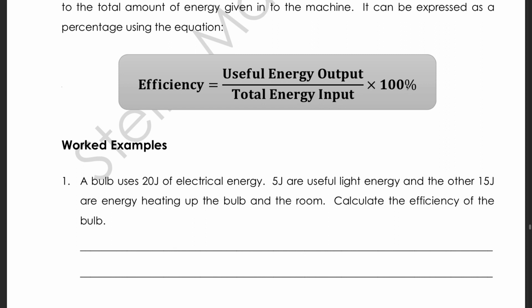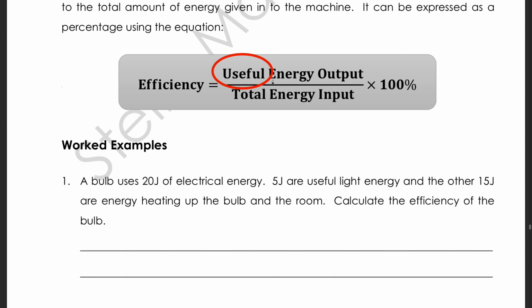Now let me repeat. Energy cannot be created or destroyed, which means that if I were to supply a car with 1000 joules of chemical energy in the form of fuel, all of that 1000 joules is going to be changed. None of it is going to be destroyed. However, not all of those 1000 joules are going to become useful for me.